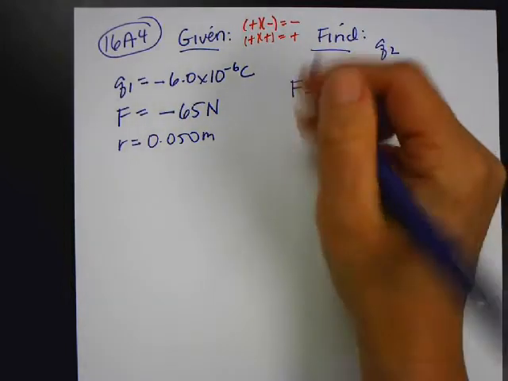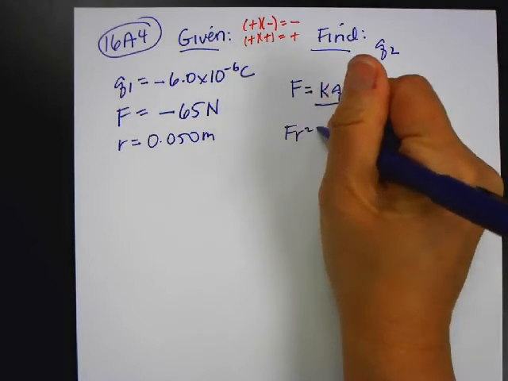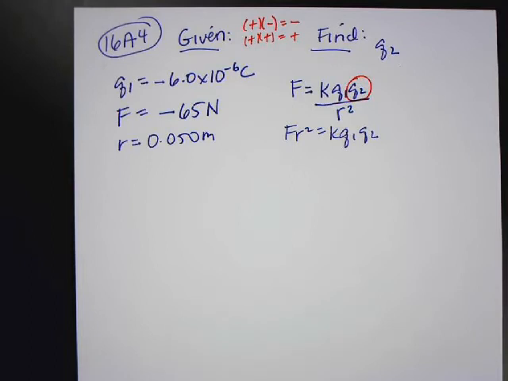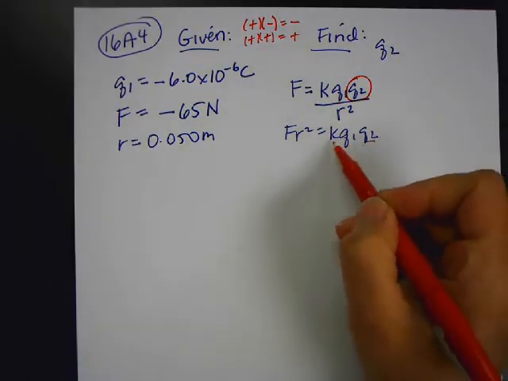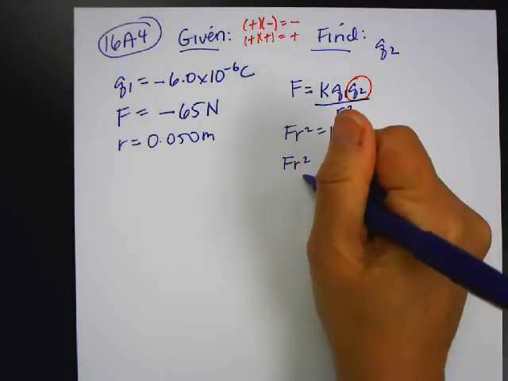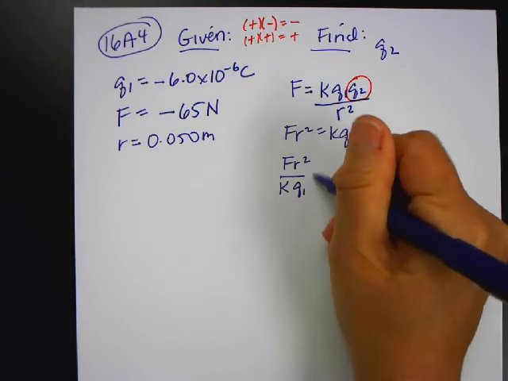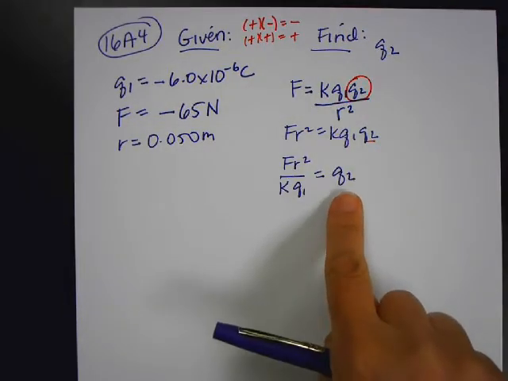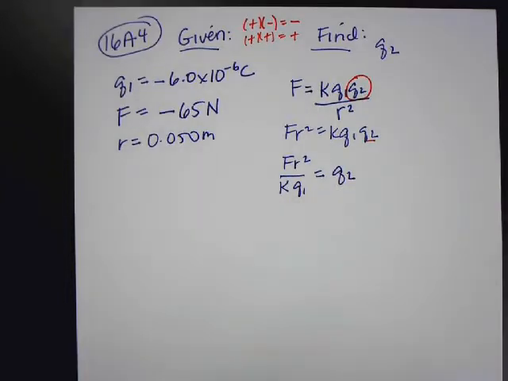So what I need to do is get it by itself. First I'm going to multiply both sides by R squared. So I have F R squared is equal to K Q1 Q2. And now I want to solve for Q2, so I'm going to divide by this. So I have F R squared divided by K Q1 is equal to Q2. Why do I rearrange my equation for the unknown in terms of the known? Because in physics, I have a foolproof way to check my work every time: when I carry my units through and cancel them.